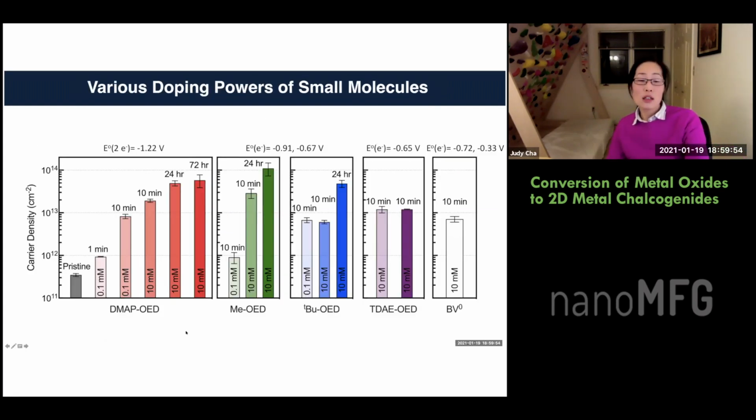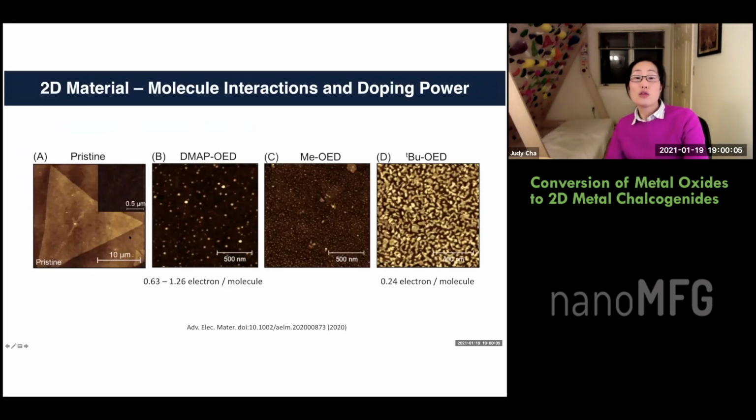So here are the different molecules. We tried 5 different molecules as a function of different functionalization conditions. And then we do a whole lot of AFM to calculate the surface coverage. At the end, the 2 numbers we got: one is for this particular compound that we call DMAP-OID. It donates, depending on the configurations, about 0.6 to 1.2 electrons, in good agreement with DFT. And for this particular molecule, 0.24. So these are the experimentally measured or calibrated numbers.